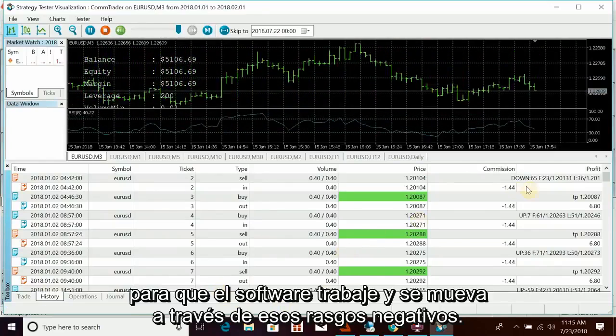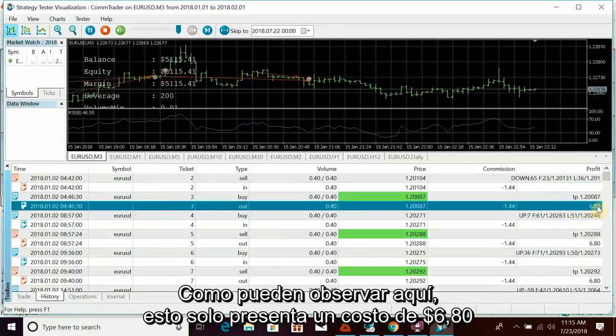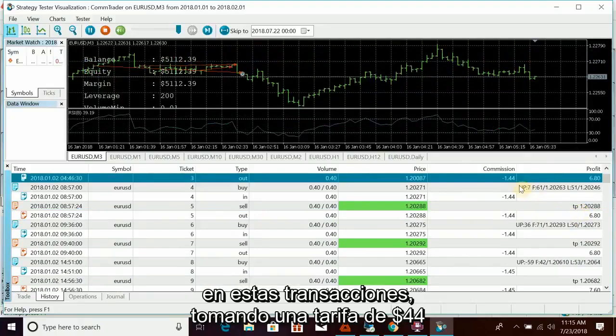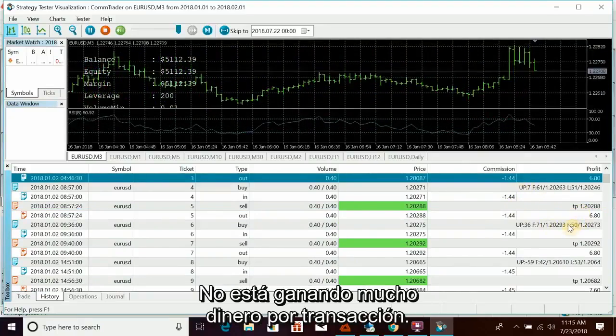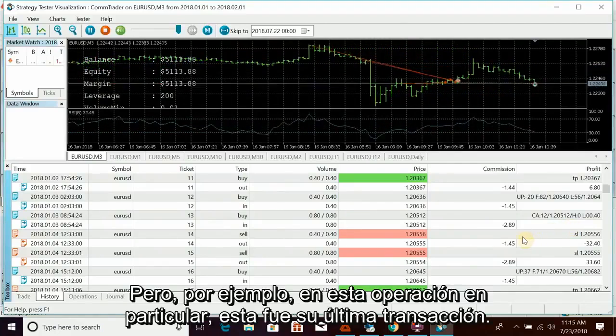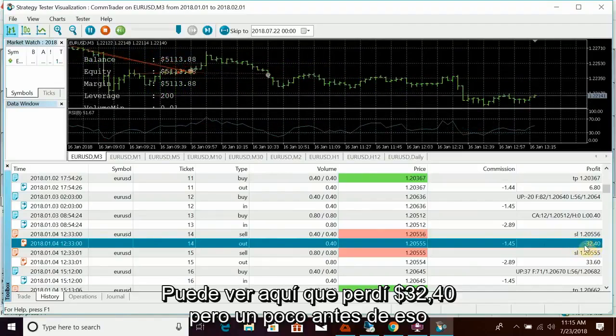through negative trades. As you can see here, this has only made $6.80 on these transactions, taking these $1.44 fees. They're not making a lot of money per transaction. But for example, in this particular trade, this was a lost trade. You see it lost $32.40.